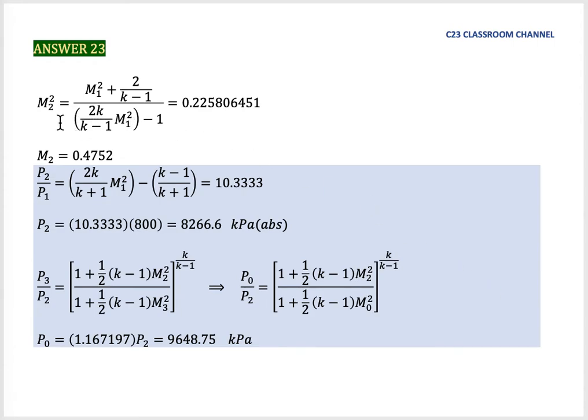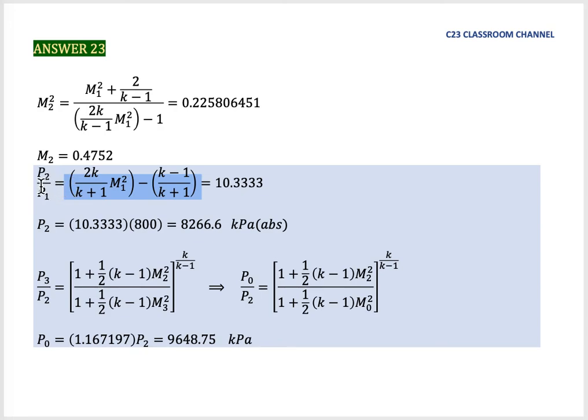We can calculate Mach number 2, M2, by using this equation, because it is before and after the shock wave. We need to use the normal shock wave equation for Mach number. We substitute all the values. The k is 1.4, M1 is 3.0. We get that M2 squared is 0.225. Then we can say that M2 is equal to 0.4752.